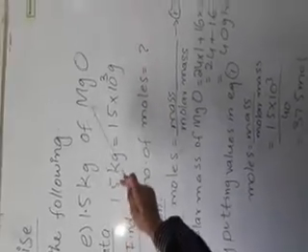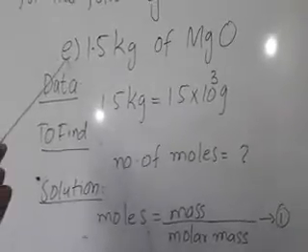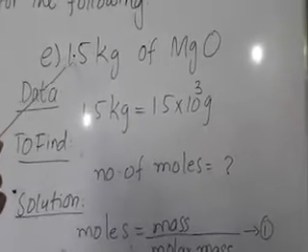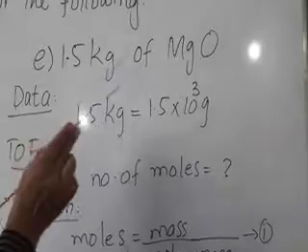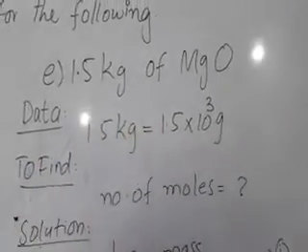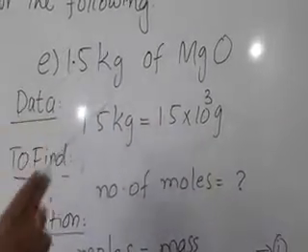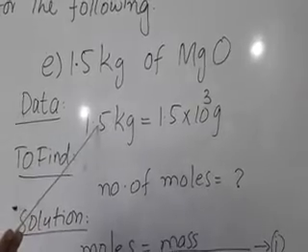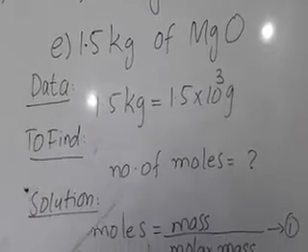Now coming to part E of this question. Part E says that you are given 1.5 kilograms of magnesium oxide. Calculate the number of moles for 1.5 kilograms of magnesium oxide. Data: mass is given, 1.5 kilograms. You are asked to calculate number of moles.